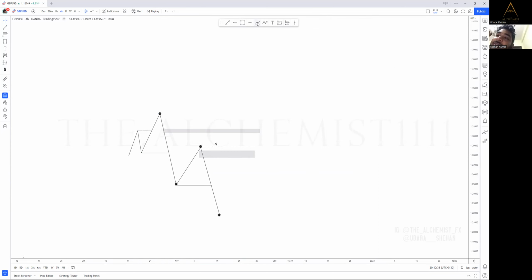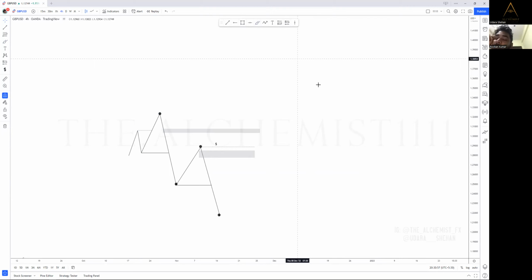Now one thing, we'll only be marking out two types of POIs. One will be imbalances. You know what imbalances are, but remember, imbalances are not that important. The most important type of POI will be the closing prices of candles. I will show you examples.